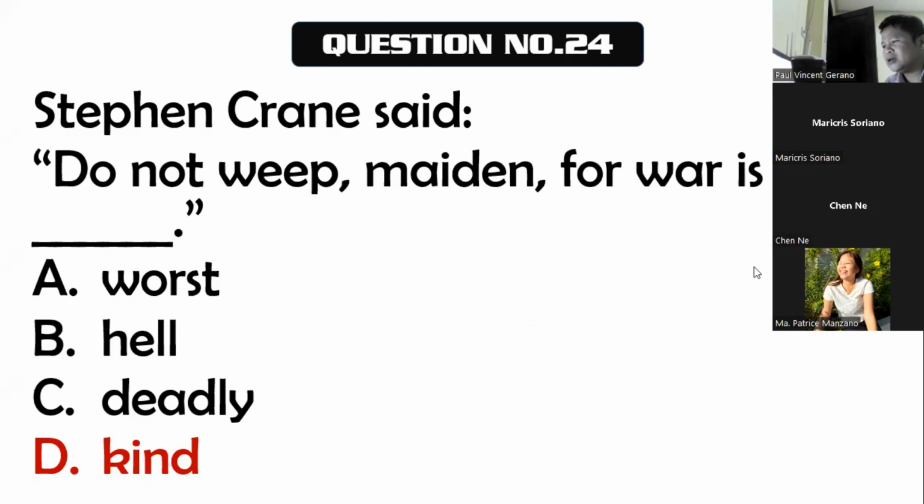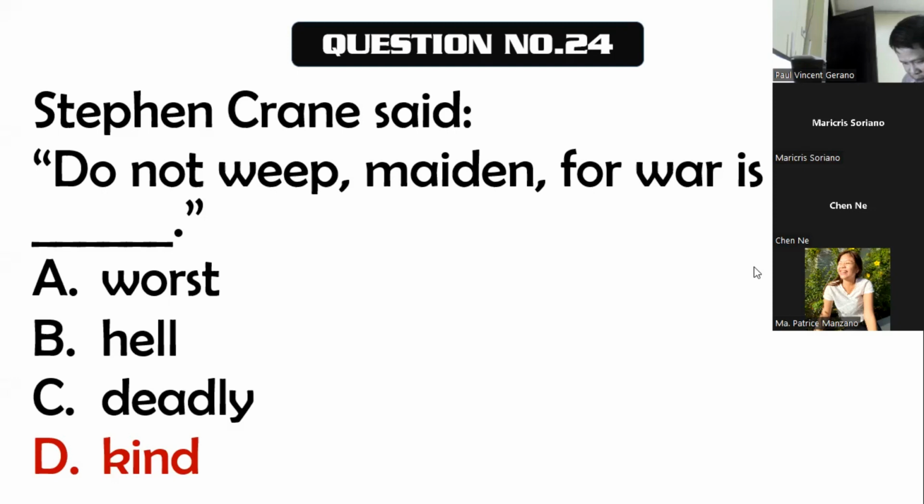Question. Did Stephen Crane actually mean it when he said war is kind? Totoo ba yung no? Therefore, what literary device is involved here? Irony, correct. Yes, it's irony. The literary device at play here is irony. Hindi talaga kind yung war, right? This is an ironic statement from Stephen Crane.